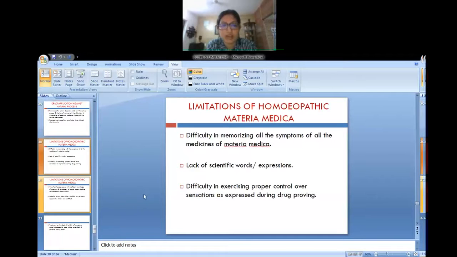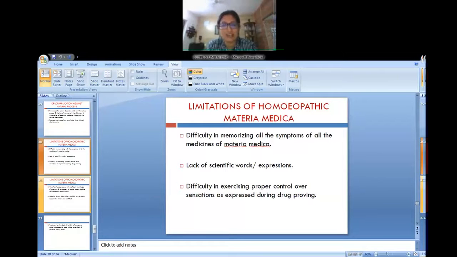So difficulty in memorizing all the symptoms of all medicines of materia medica. This is something that everybody complains about from an exam point of view and from a practice point of view. It's not possible to remember all the symptoms, all the PQRS, all the concomitants, all the modalities, all the constitutions, and of course all the presenting complaints of all the drugs. So somewhere we're all human. It's not possible to remember everything.